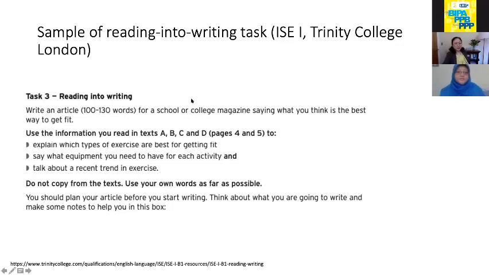So you see, this is the genre. And learners have to use information presented in the 4 texts, and they have to address all these subtasks, okay? And again, do not copy from the text. Use your own words as far as possible. All right, so now let's take a look at the rating scale again.